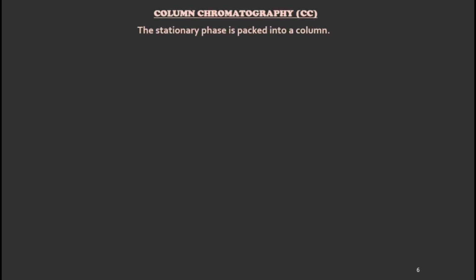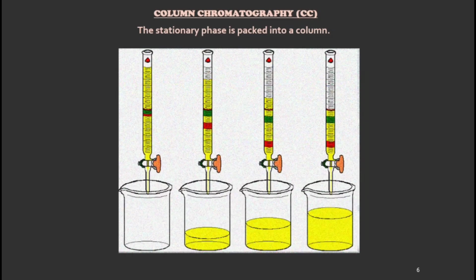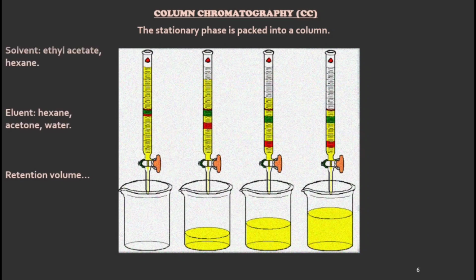Now, I will describe column chromatography. Here, the stationary phase is packed into a column. So, it is a general image of column chromatography. These are the different terminologies in column chromatography: solvent, eluent, retention volume, developer, effluent, and eluate.